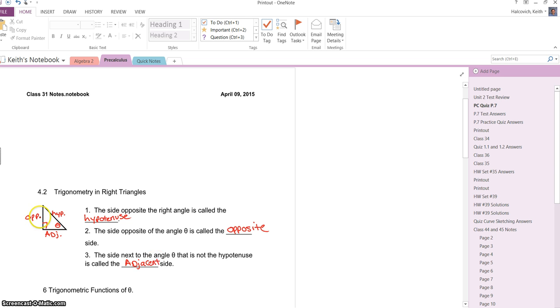Now it's important to understand that if you drew a right triangle, theta could be either this angle, or if it's up here, the hypotenuse stays the same, but then the opposite and adjacent sides would change.